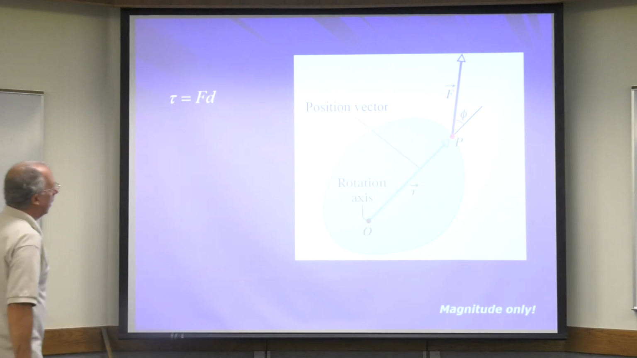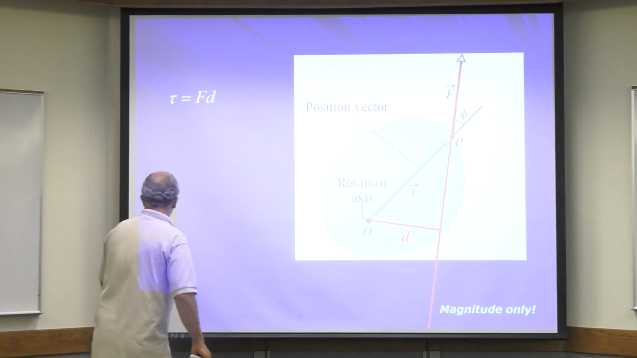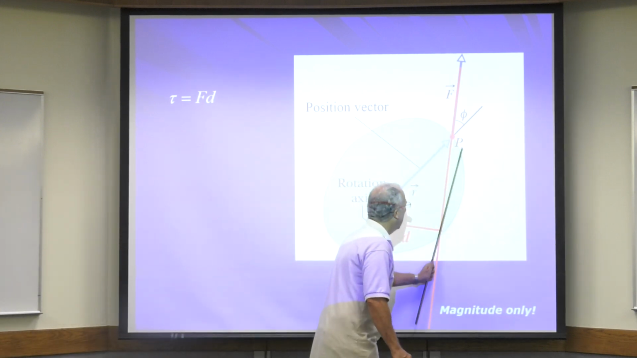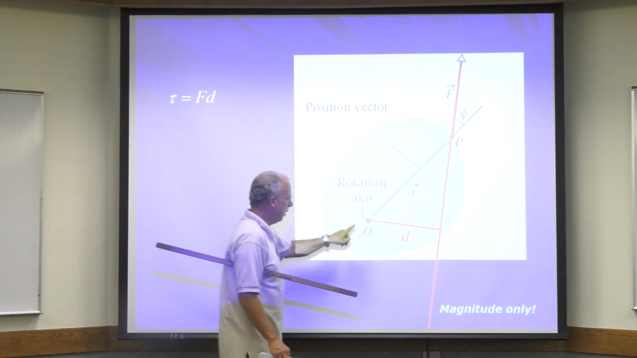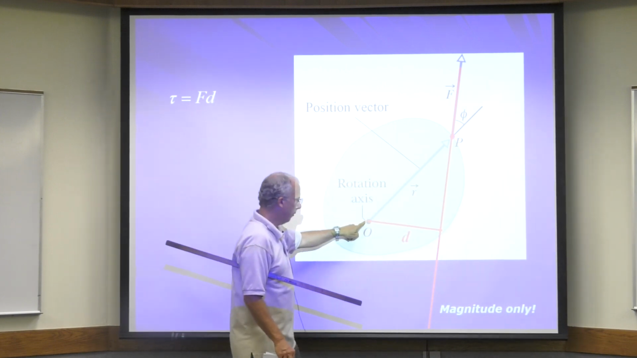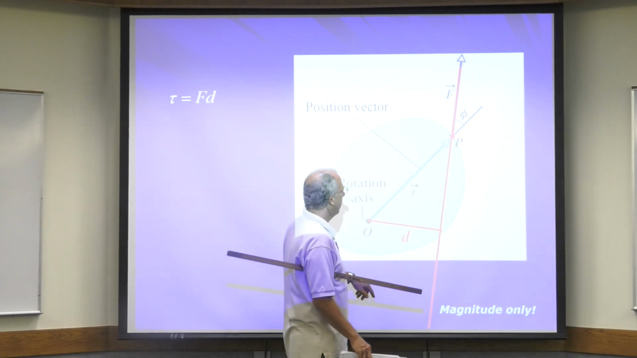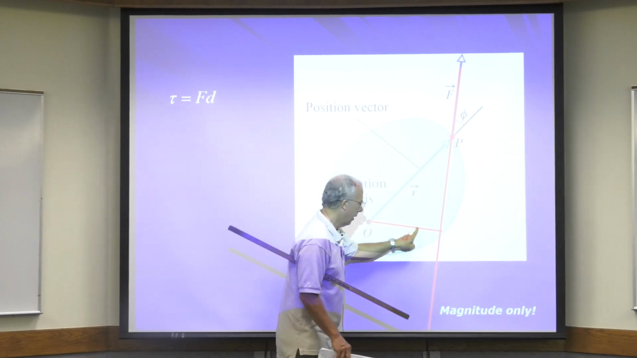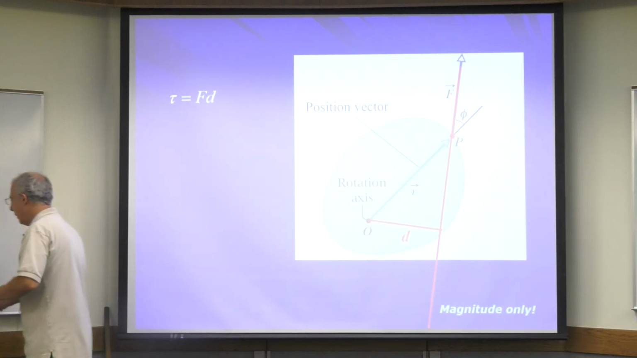So let's just do what we always do. Let's extend the force to get our force line. There, that's the force line. Then the lever arm is the perpendicular distance from the force line to the axis of rotation. There's a right angle right here. So the torque is the force, F, times this lever arm, D. By the way, I just thought of something. Look at the units.